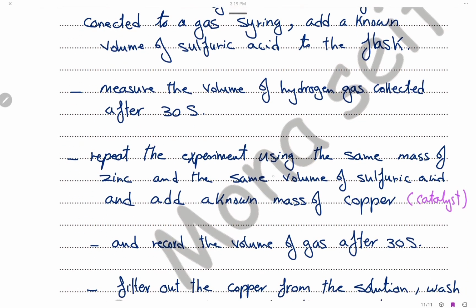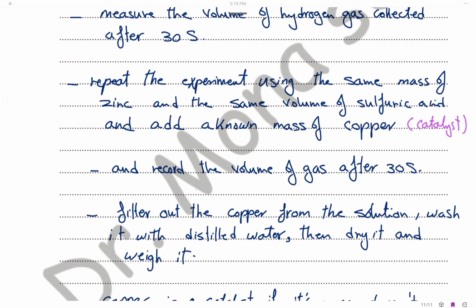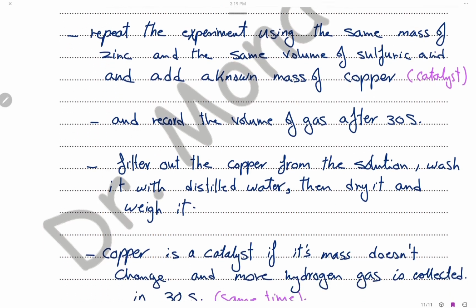Then we will repeat the experiment using the same mass of zinc and of course the same volume of sulfuric acid, but we will add a known mass of copper to test if copper is a catalyst for this experiment. Again, we will record the volume of hydrogen gas produced after the same time, which is 30 seconds.